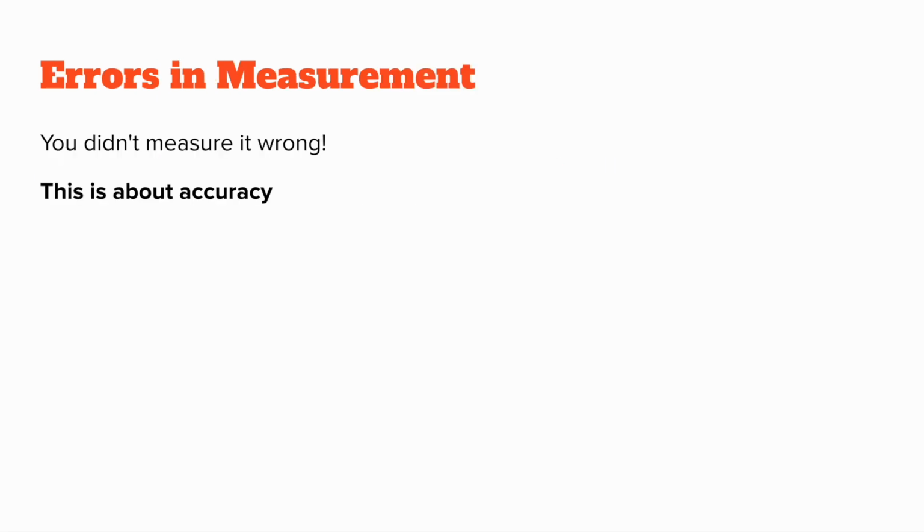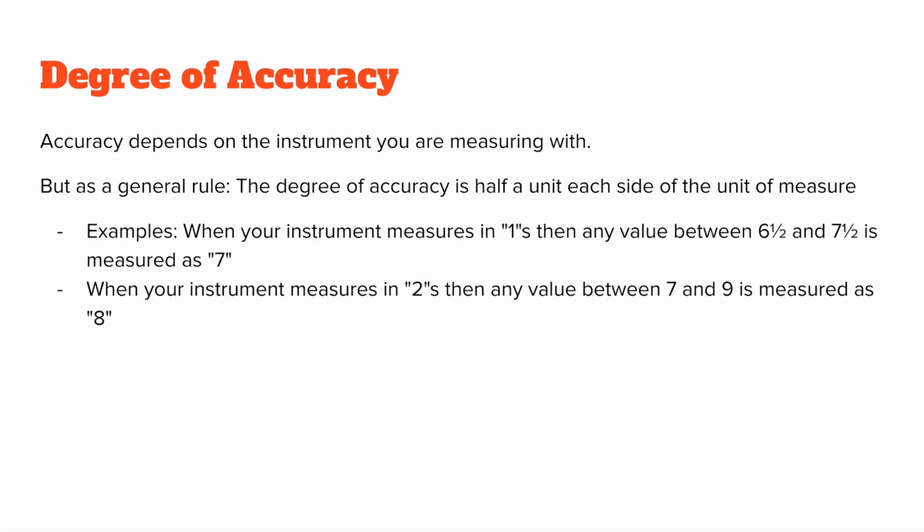Now we can move on to errors in measurement. When you find any errors in measurement, it's not about whether you measured it right or wrong. This is about accuracy. Measuring instruments are not exact. Now let's look at the degree of accuracy. Accuracy depends on the instrument you're measuring with. But as a general rule, the degree of accuracy is half a unit each side of the unit of measure.